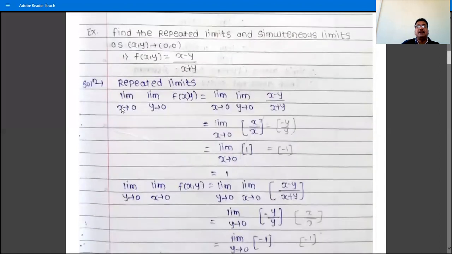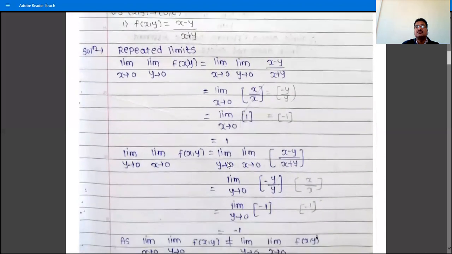So first the repeated limit, limit x tends to 0, limit y tends to 0, f(x, y). So if f(x, y) is (x minus y) divided by (x plus y), first find the limit as y tends to 0. Substitute y, so what we have is x by x, and that is 1, and the limit of 1 is 1. So we have 1. Only write x by x, that is 1, and the limit of 1 as x tends to 0 is 1.